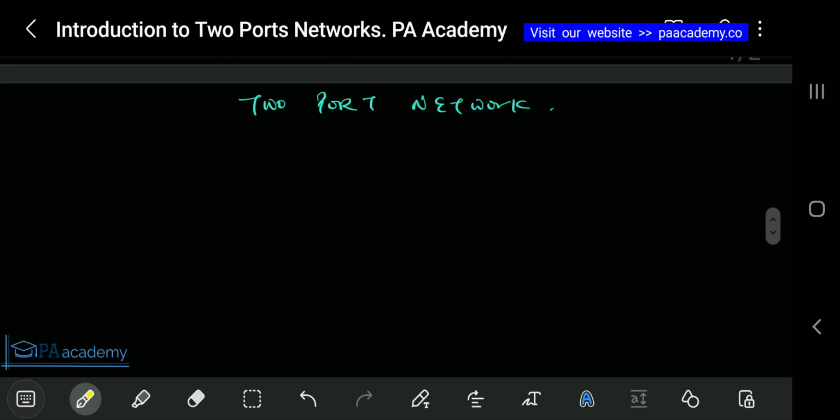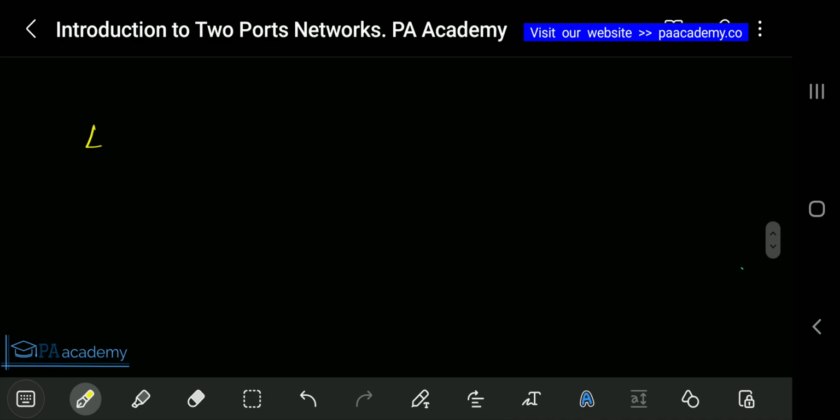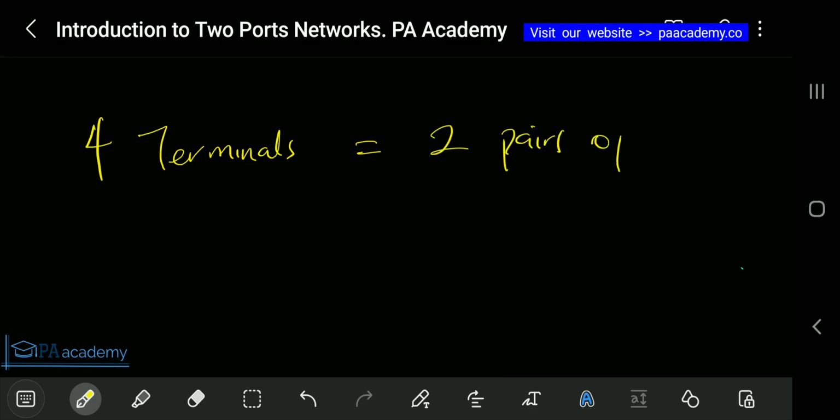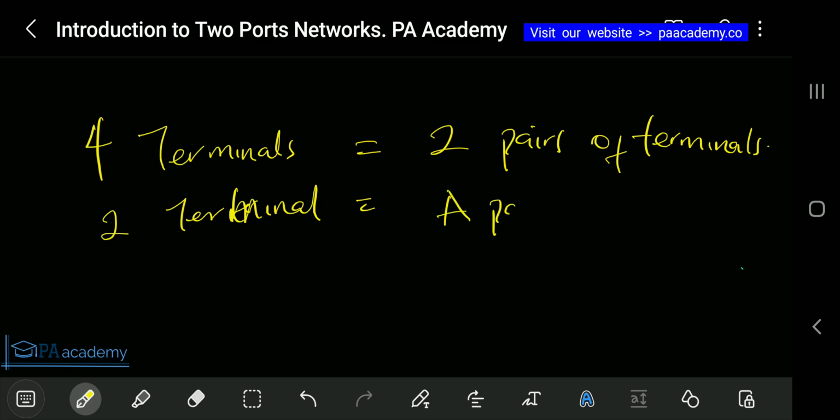When I say something has four terminals, it's the same thing as saying it has two pairs of terminals. And if it is two terminals, it's just like a pair of terminals.